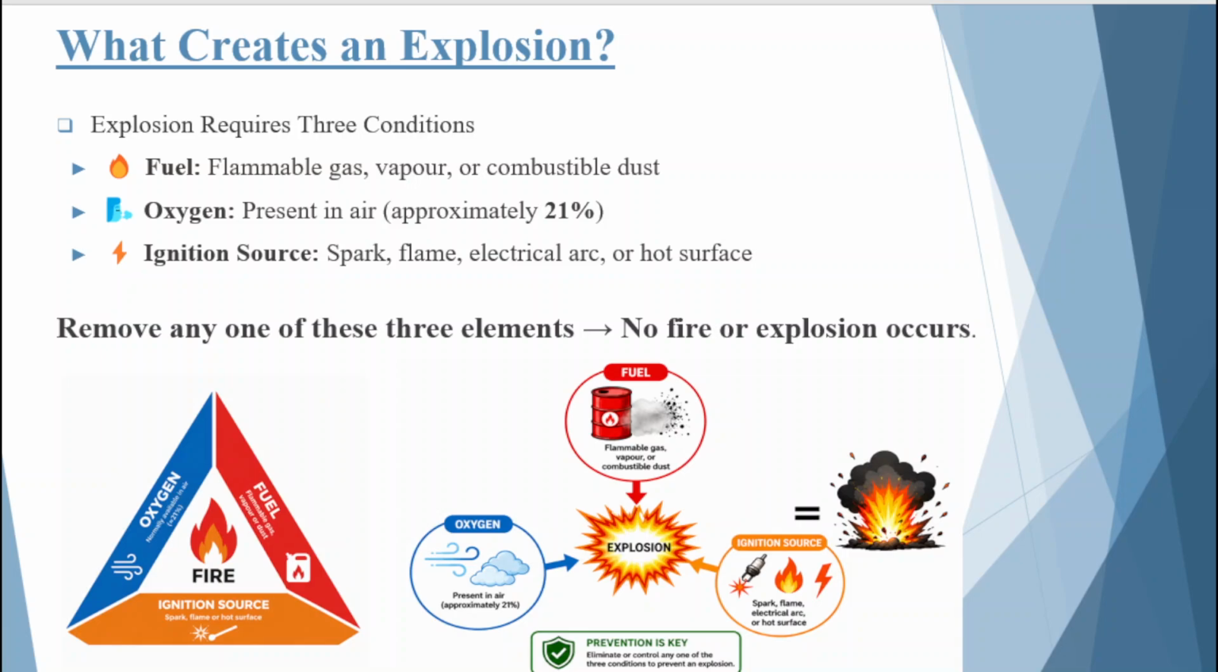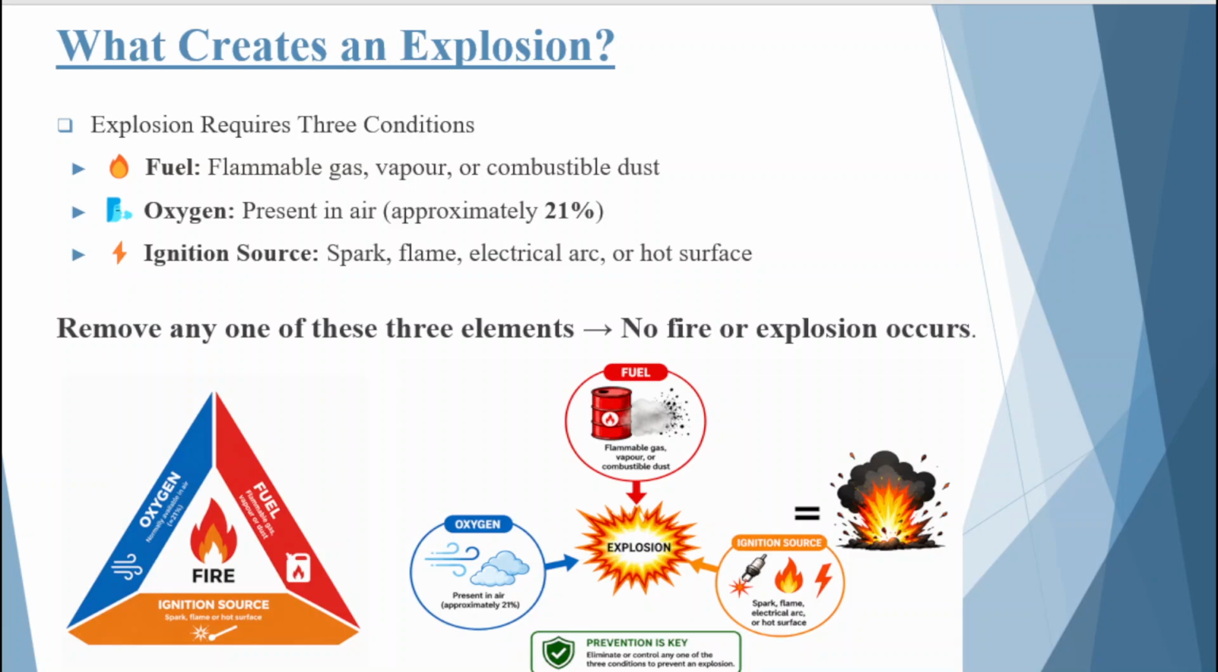The third element is an ignition source. An ignition source is anything that can provide enough energy to ignite the flammable atmosphere. Common examples include electrical sparks, hot surfaces, open flames, welding operations, static electricity, and even friction between moving parts.